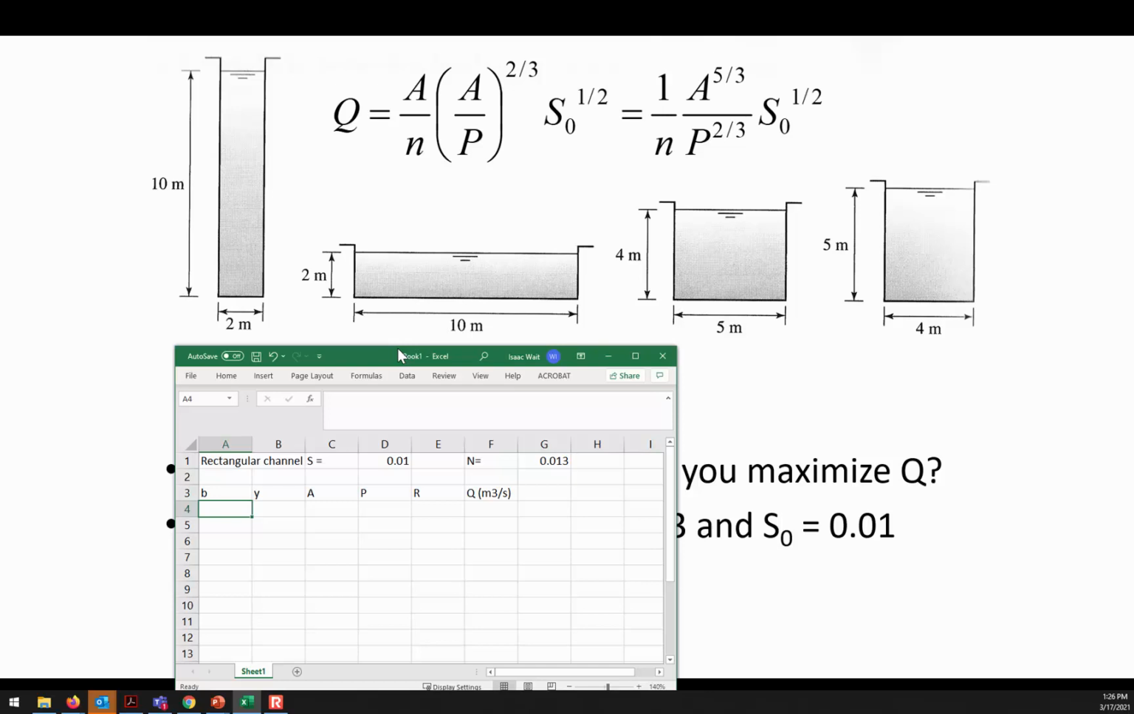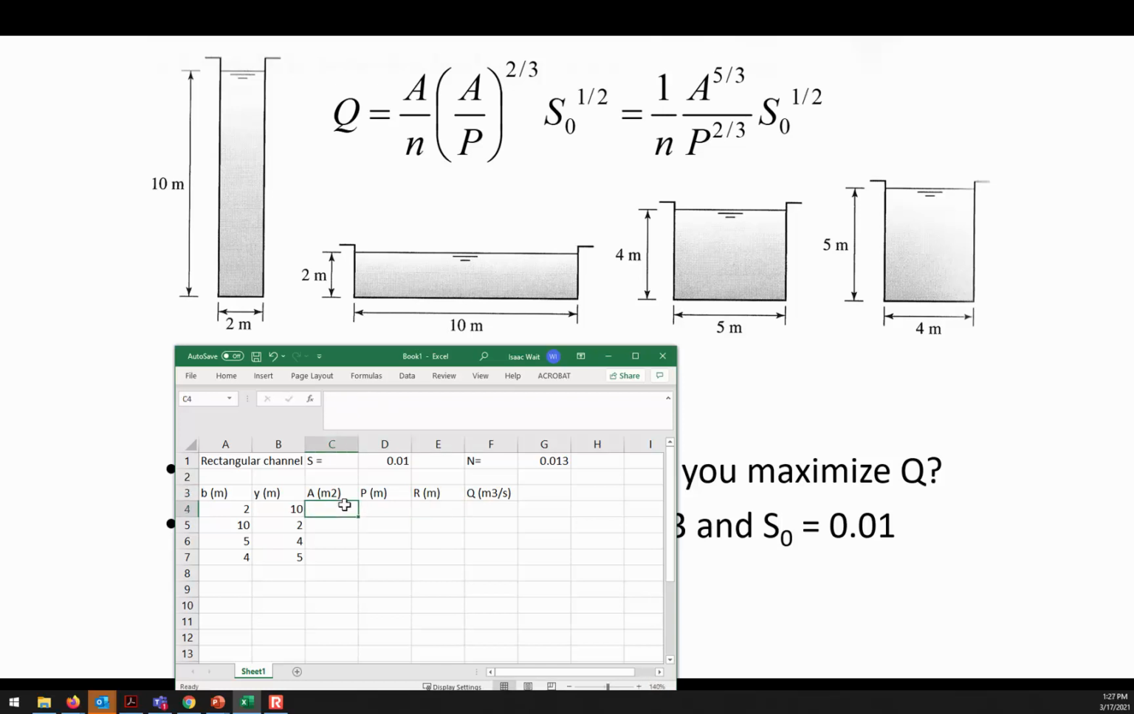All right, so this first one has a width of 2 meters. The next one has a width of 10 meters, then a width of 5 and 4. Our depths were 10 meters, 2, 4, and 5. And I guess it would be incomplete if I don't define my units here, so I've got to set a good example for you. If you're doing calculations, you should always include the units along with them. Area is going to be units of meters squared, of course. Wetted perimeter will just be units of meters. And then hydraulic radius would be units of meters.